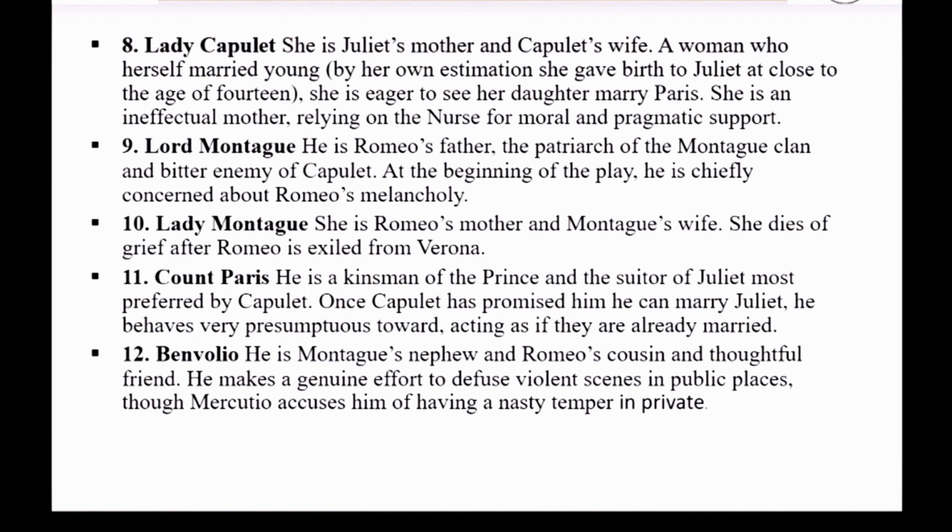Then 12th is Benvolio. He is Montague's nephew and Romeo's cousin and thoughtful friend. He makes a genuine effort to defuse violent scenes in public places. Though Mercutio accuses him of having a nasty temper in private, he spends most of the play trying to help Romeo get his mind off Rosaline, even after Romeo has fallen in love with Juliet.